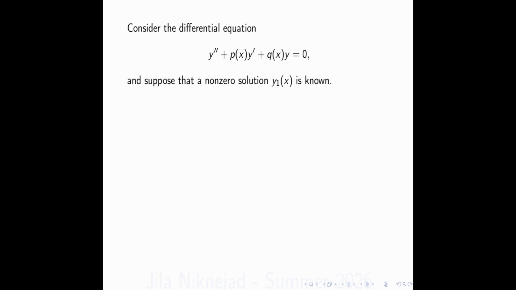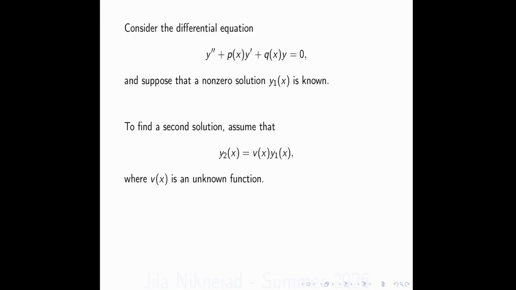Consider the differential equation y'' + p(x)y' + q(x)y = 0, and suppose that a non-zero solution y1(x) is known for this second order linear homogeneous equation. To find a second solution, assume that the second solution y2(x) is equal to a function v(x) times y1(x), where v(x) is an unknown function.